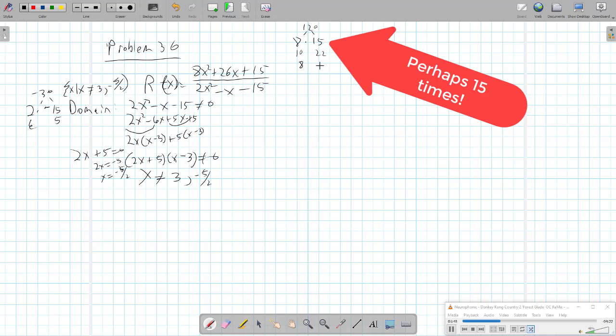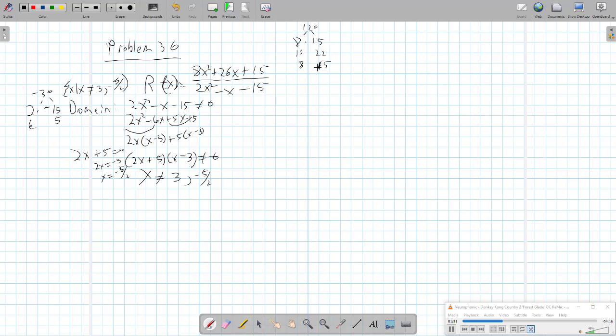Let's see, divide by 4. Divide by 2. 8 and 15. That gets you 23. Still too close together. 7 doesn't go in. 6 goes in? Oh, 6 goes in. 6 and 20. That's the one. So 8x squared plus 6x plus 20x plus 15.